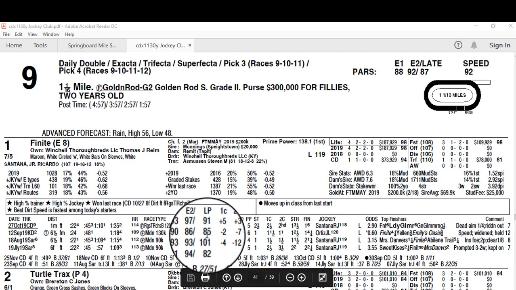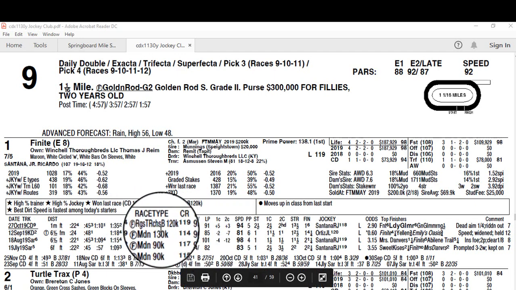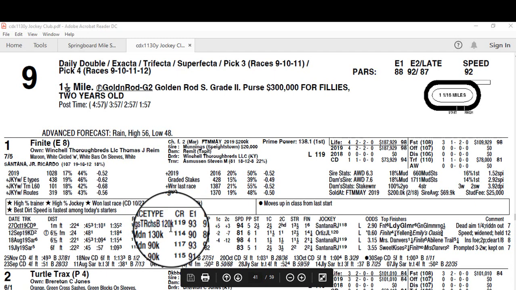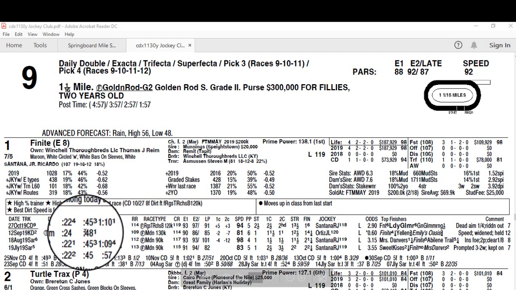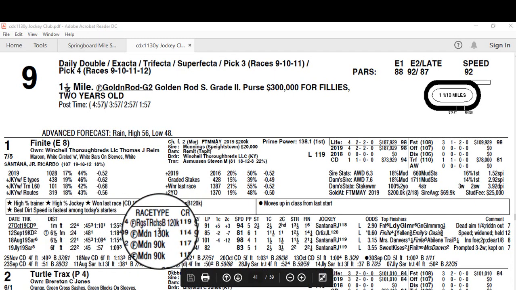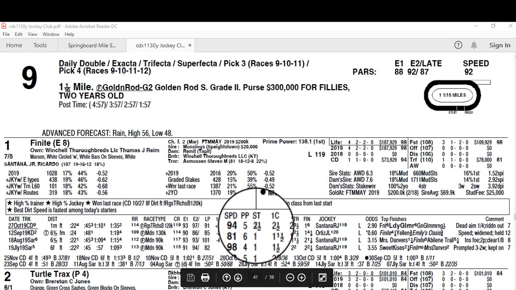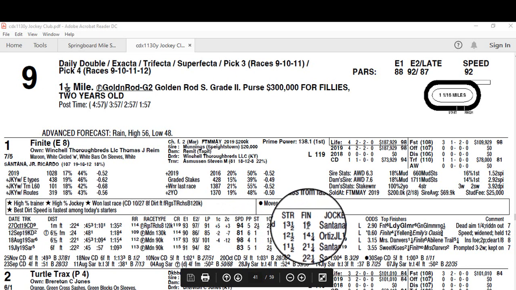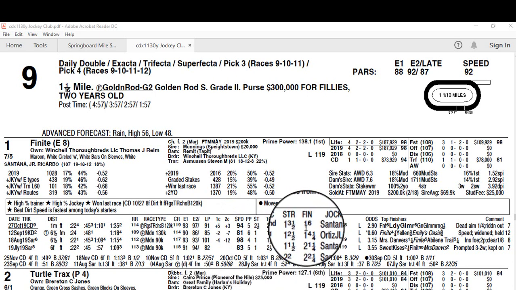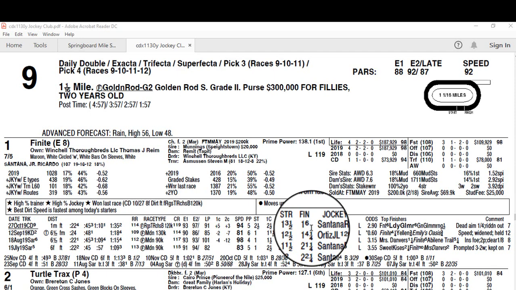So after it broke its maiden, it stepped up in class and ran the Rags to Riches stakes race at Churchill for a mile, which is where they're racing at again. This right here would be how that horse runs. And what I mean by that is, see this?